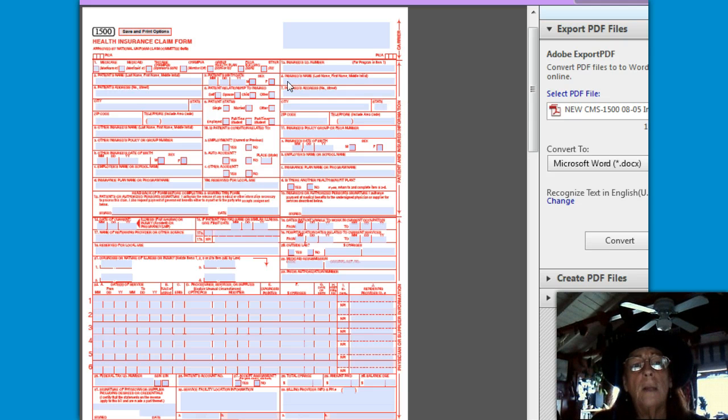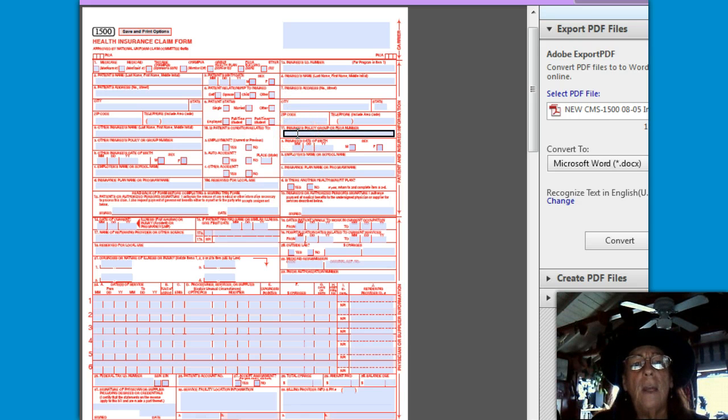And under block 7 is the address. So you could either type in same if it's the same, or if it's a different address, you'll type that in. This would come in very handy if you're typing in for the patient as a child who is away at college, and so you'll have their college address, but you would have the insured's home address.